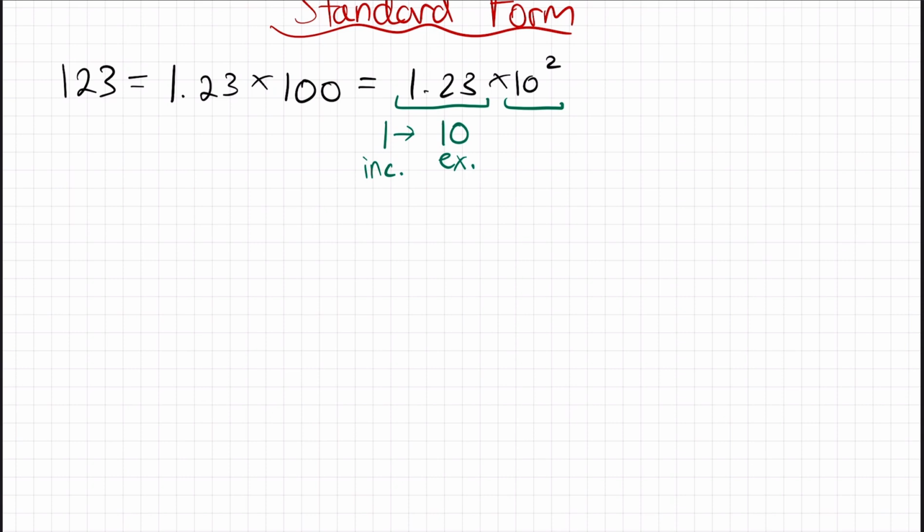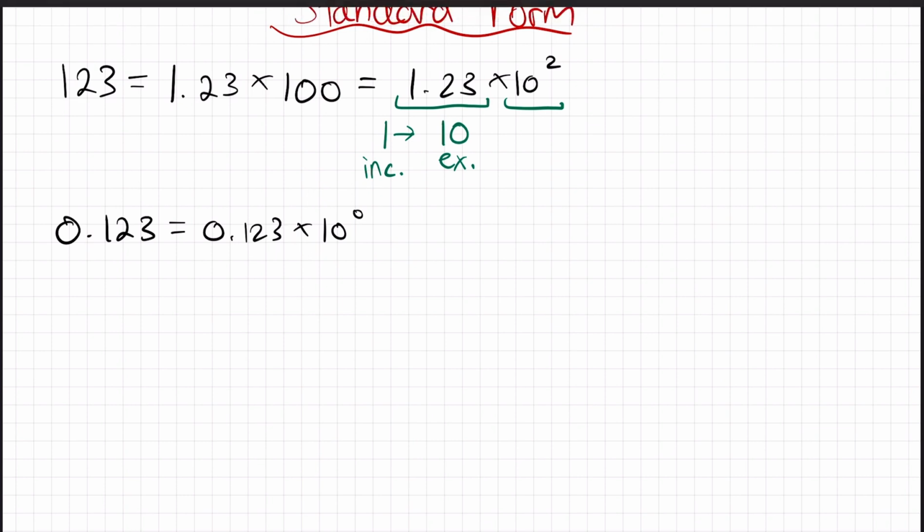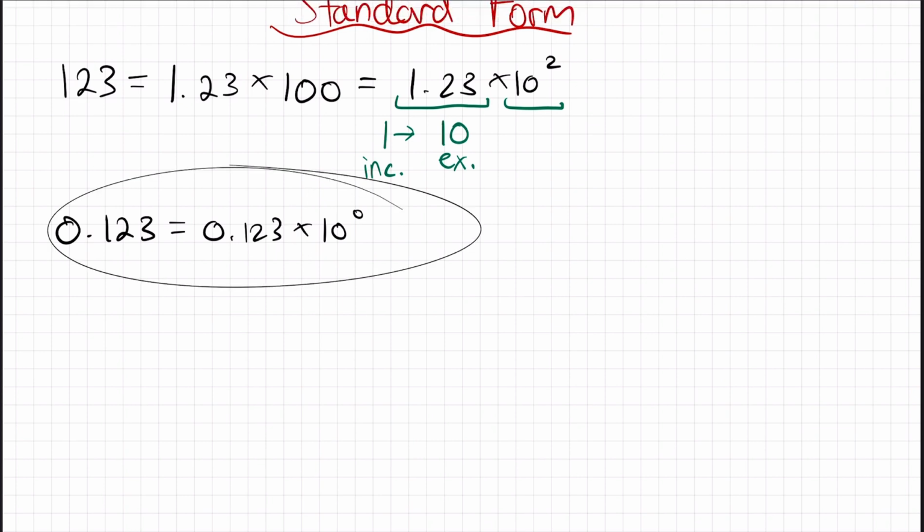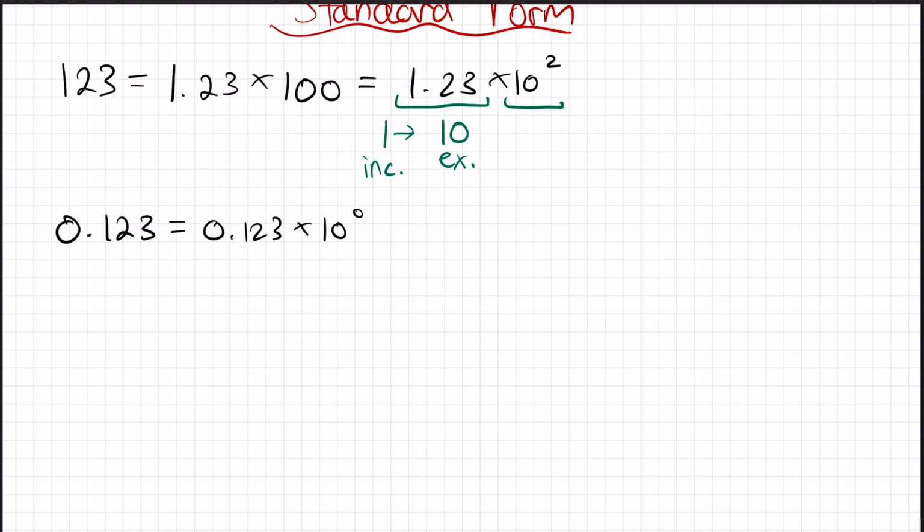Let's have the same example, but now 0.123 instead. What you have to recognize is this first number must be greater than or equal to 1. So we can't just write this as 0.123 times 10 to the 0. That is just 1, so it doesn't do anything, and this number is not greater than or equal to 1.